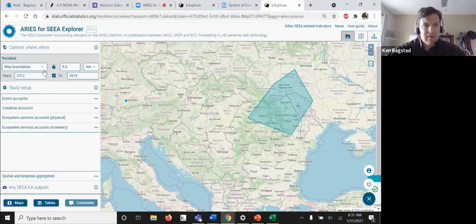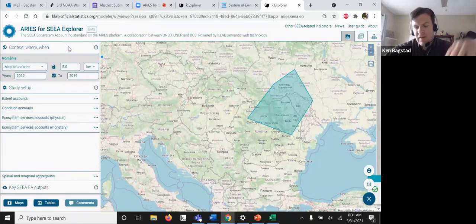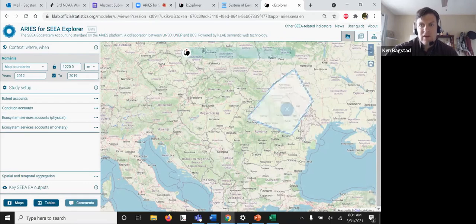But for now, we have, as you can see, the map boundaries, administrative regions, or river basins, which are preset. And of course, you can always download the data and clip them out to your area of interest in GIS software outside of ARIES, after the fact. That's no problem, something a user can certainly do as well. So there's different options for that.